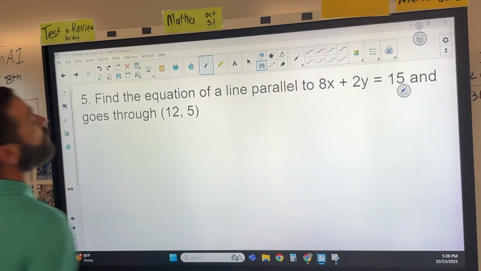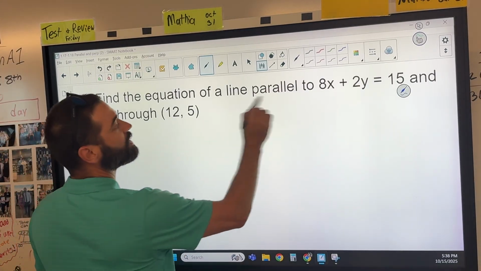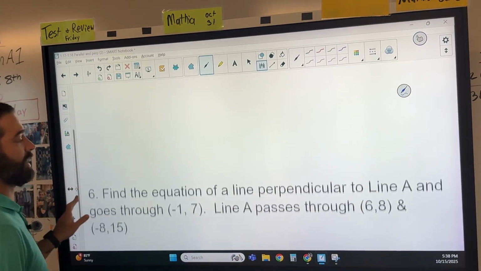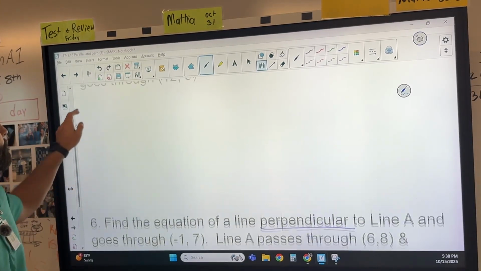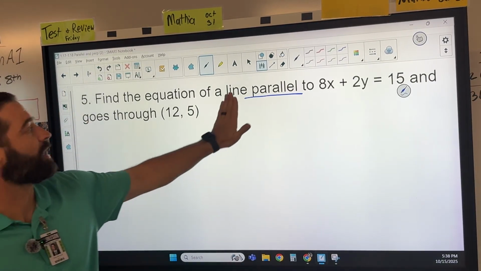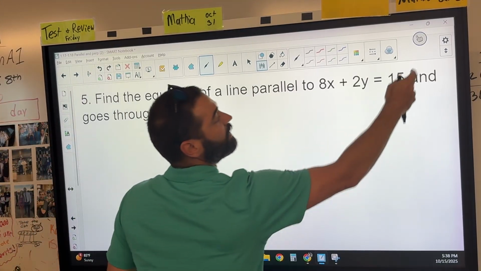All right, so talking about parallel and perpendicular lines, let's look at two examples. First one dealing with parallel, second one dealing with perpendicular. We are going to find the equation of a line that is parallel to this line.